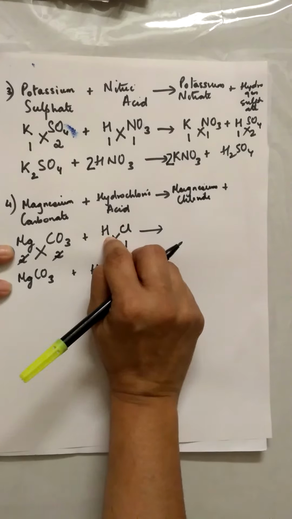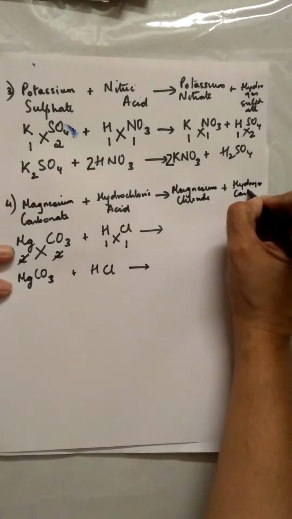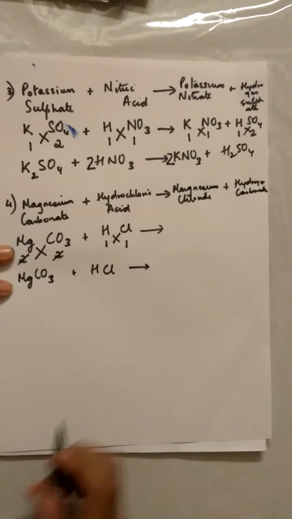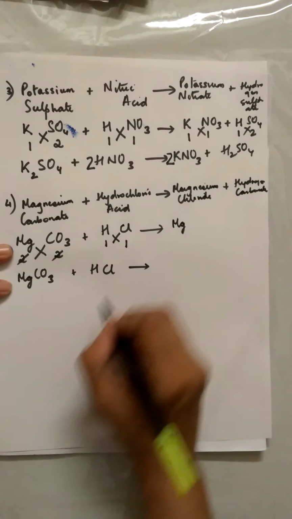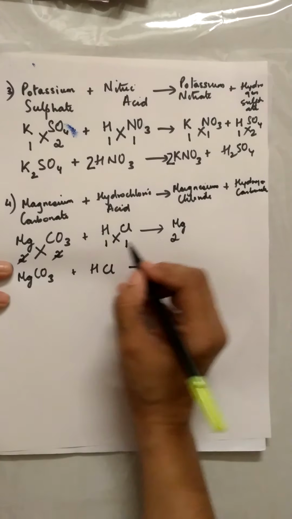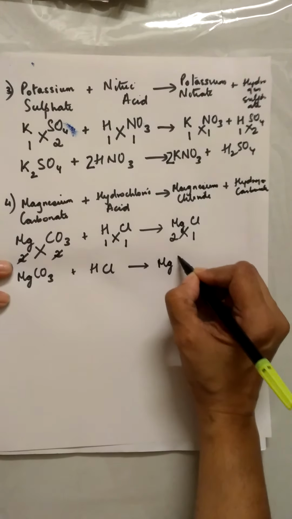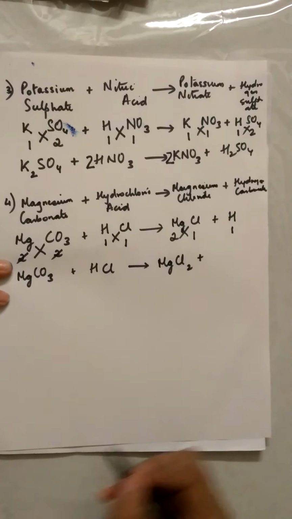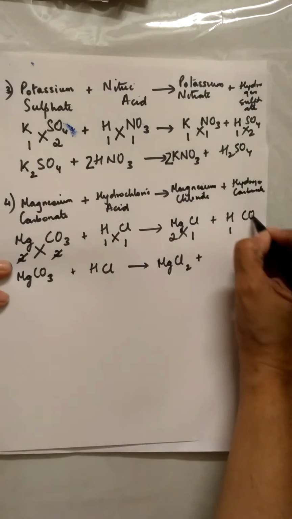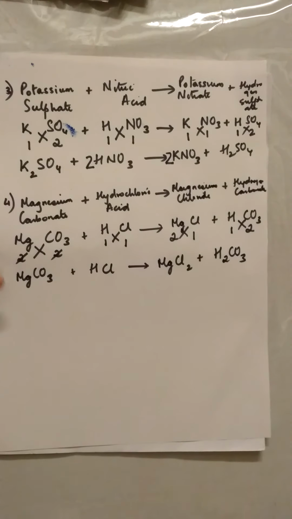And hydrogen with carbonate will give you hydrogen carbonate or carbonic acid. So magnesium, Mg, valency is 2. Chloride is Cl, valency is 1. So after you cross multiply, you will get MgCl2 plus hydrogen, valency is 1. Carbonate is CO3 with valency 2. So when you cross multiply, you get H2CO3. H2CO3 is the formula for carbonic acid.